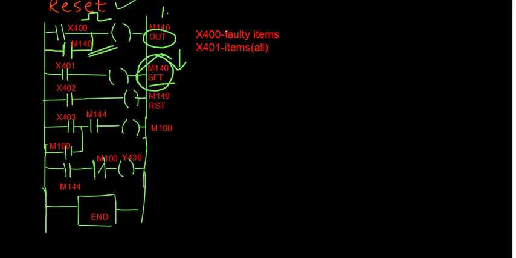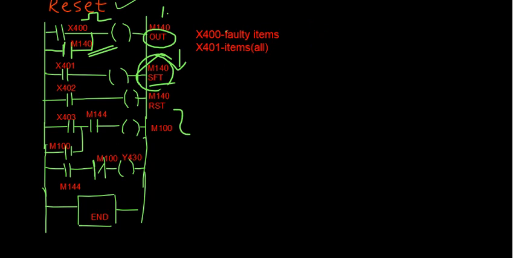this is very important now, M144 and M100 again. This particular rung: X403, M100, M144 and M100. What exactly does this particular rung do? When the one reaches internal relay M144, it activates the output.